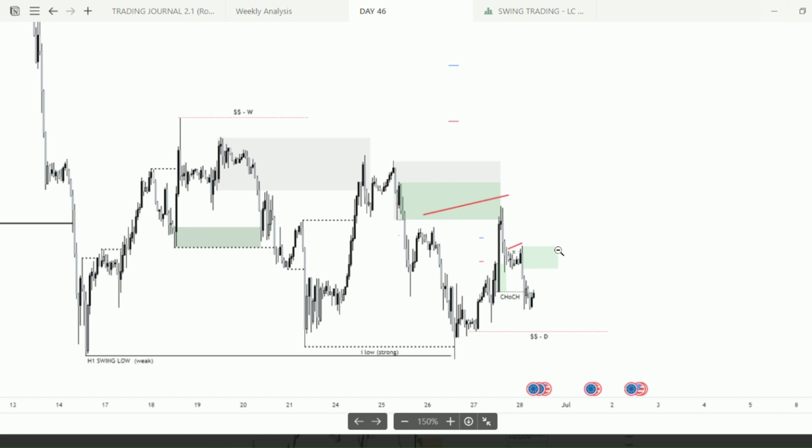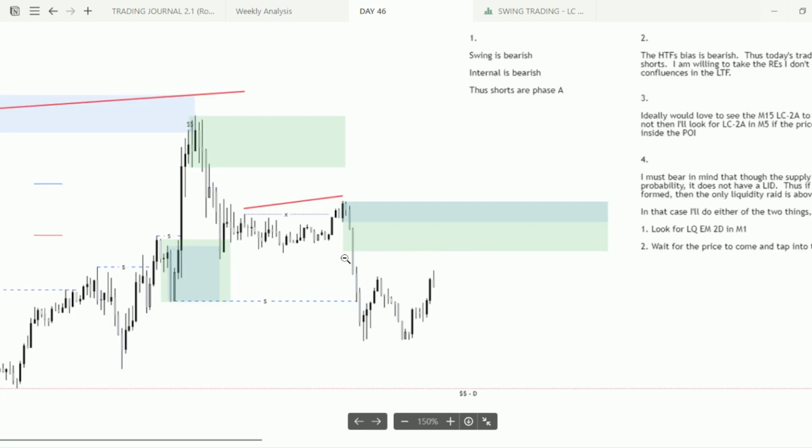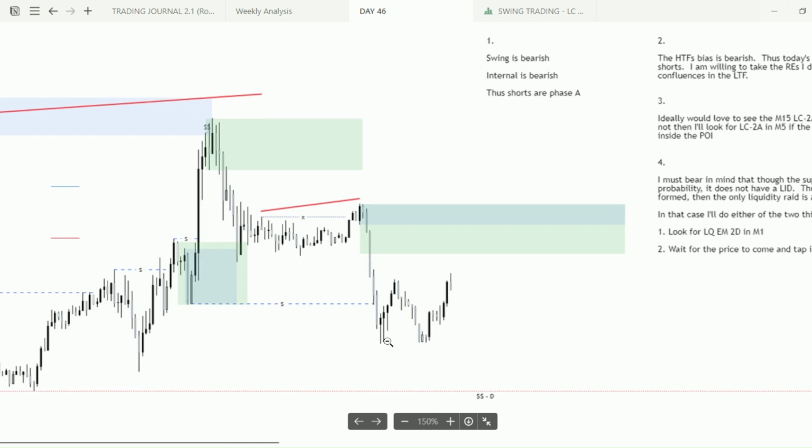Same thing here in the M15. If I zoom in, you can clearly see price has taken all the sell side liquidity and pushed down, but there is no leg inducement. When this pullback took out this low, this would be liquidity. But this did not take out this low, so this is not a liquidity point.